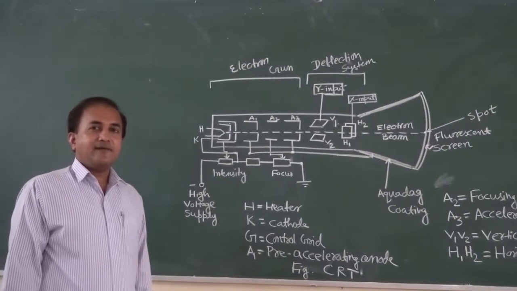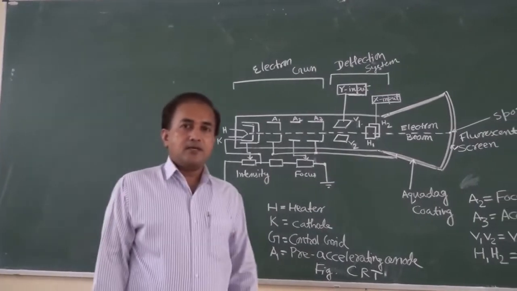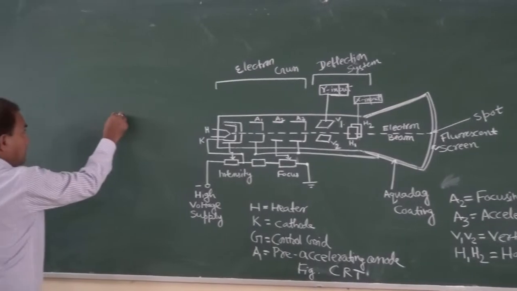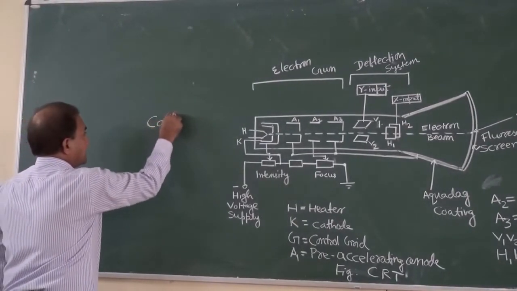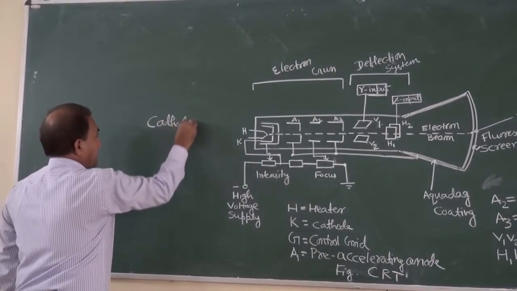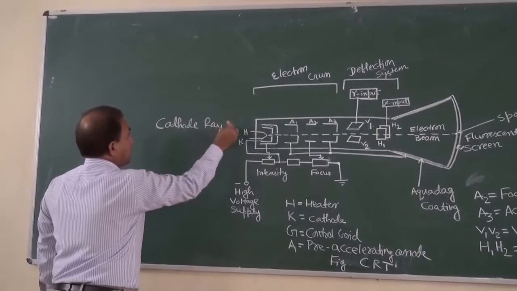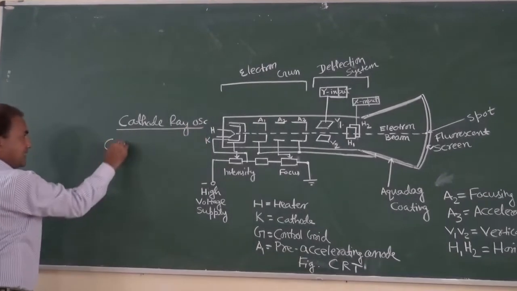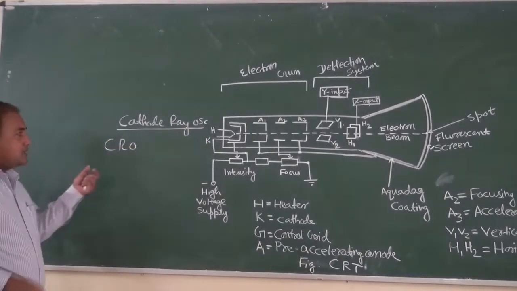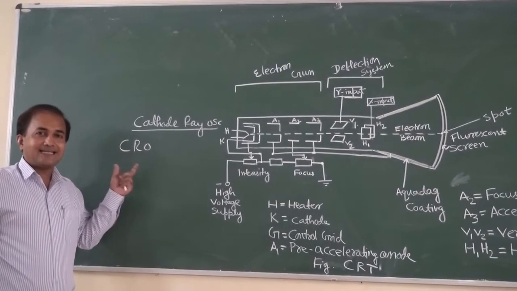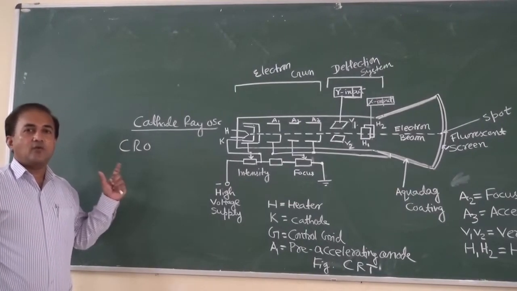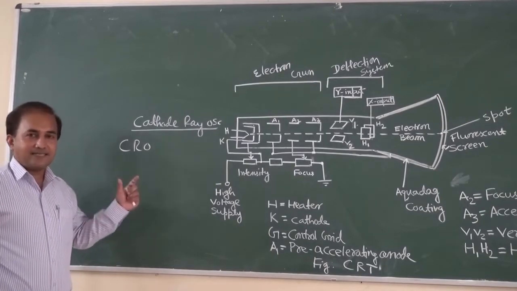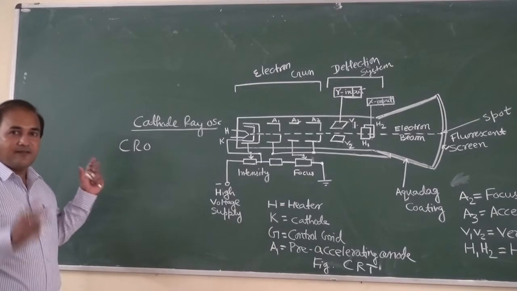So in this class we will study about CRO. CRO is cathode ray oscilloscope. It is also known as CRO. Cathode ray oscilloscope is an electronic instrument through which we can measure voltage, frequency, then phase difference.